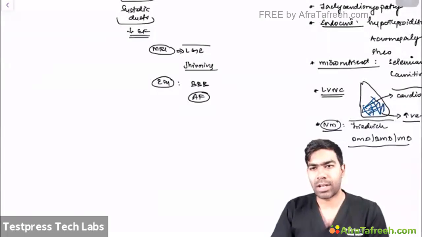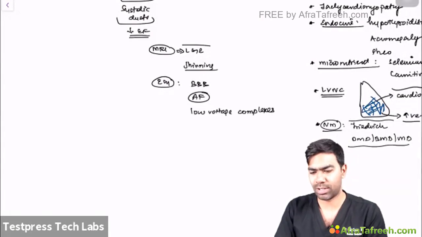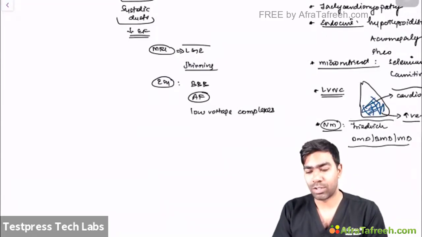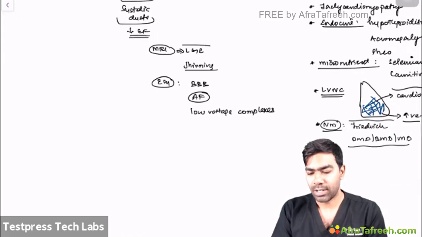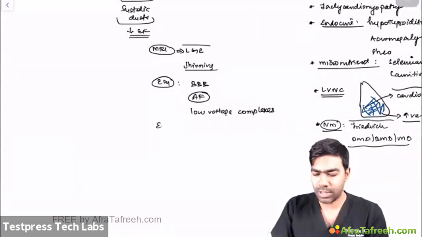And at the same time, I can see low voltage complexes, one of the important causes of low voltage complexes, which I have discussed already. I think I didn't tell this. One of the students actually told me dilated cardiomyopathy produces low voltage complexes. Correct, I remember one student commented on it. So low voltage complexes are possible in a dilated cardiomyopathy as well. Yes, Goldberger triad.